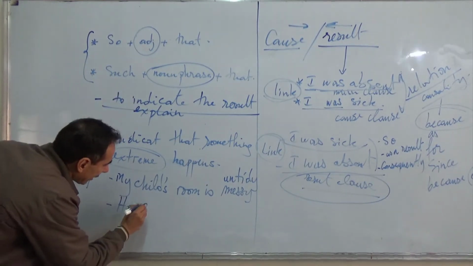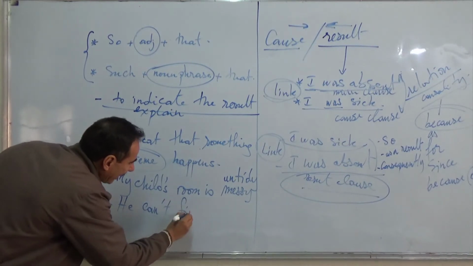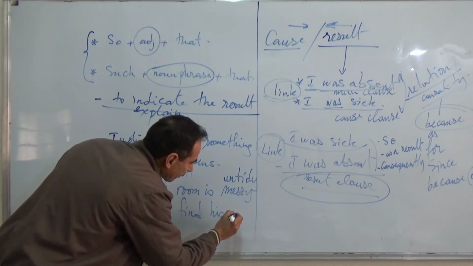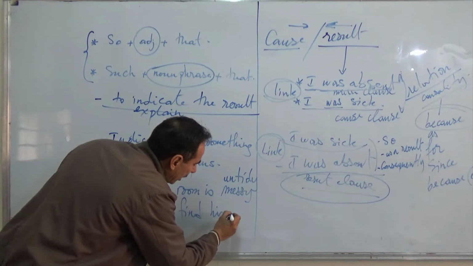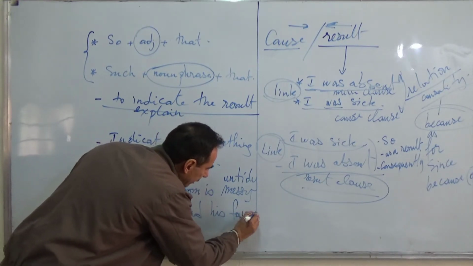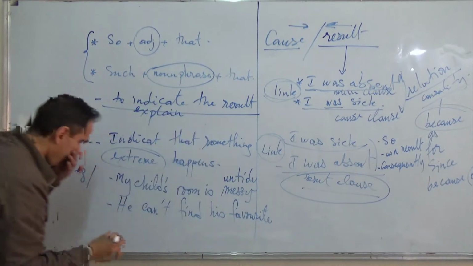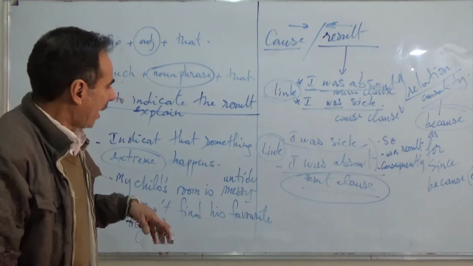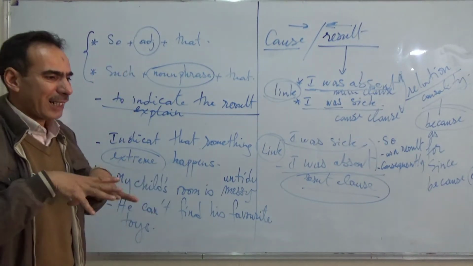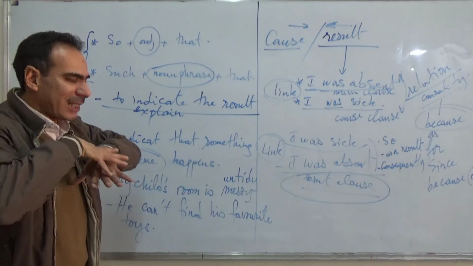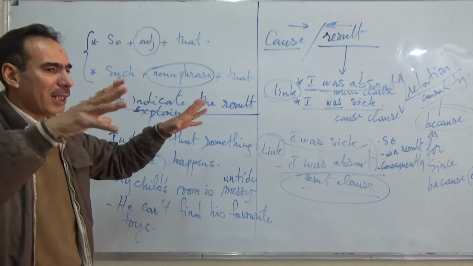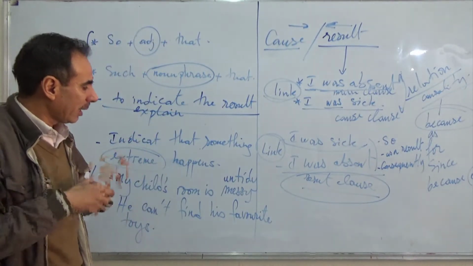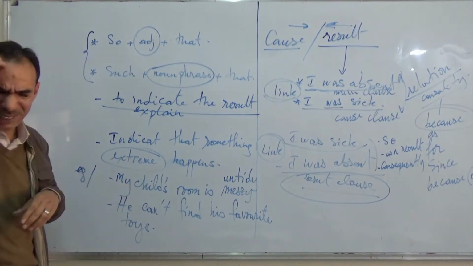He can't find, for example, his favorite toys, right? My child is so messy, or his room is in such a mess that everything around is not in the right place, and he can't find his favorite toys, and he is crying.